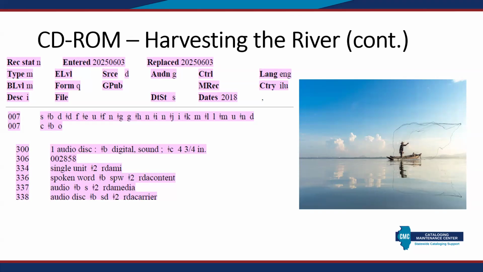And then we can look at the rest of our fields. The 300, of course, it's digital sound is 4 3/4. Here is our 306, and the compact disc was a total of 28 minutes and 58 seconds. So I have the 002858, and of course it's a single unit. In RDA content and audio, spoken word in our 336, audio in our 337, audio disc in our 338.